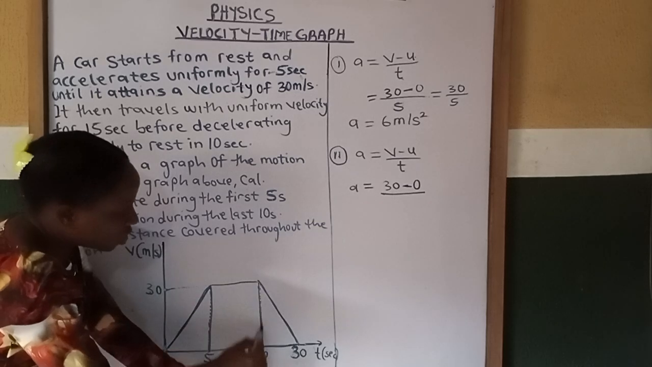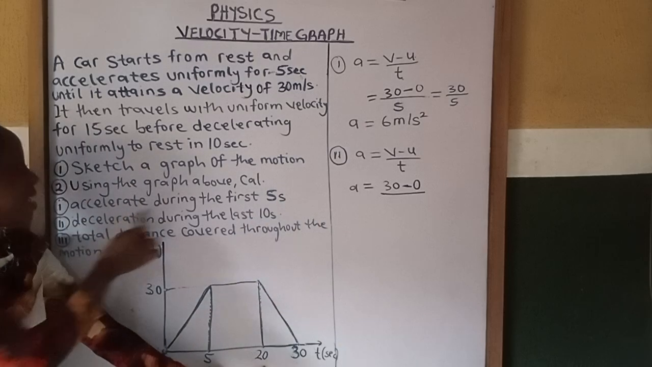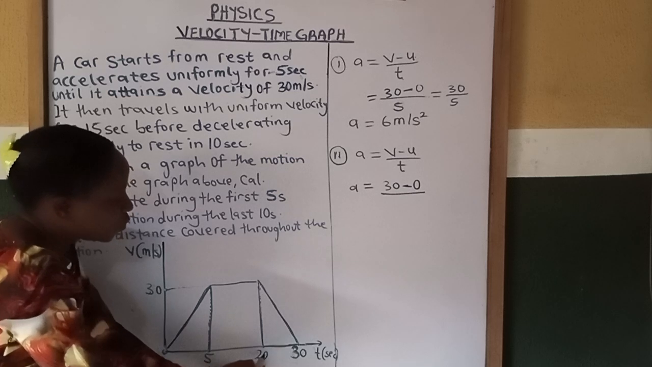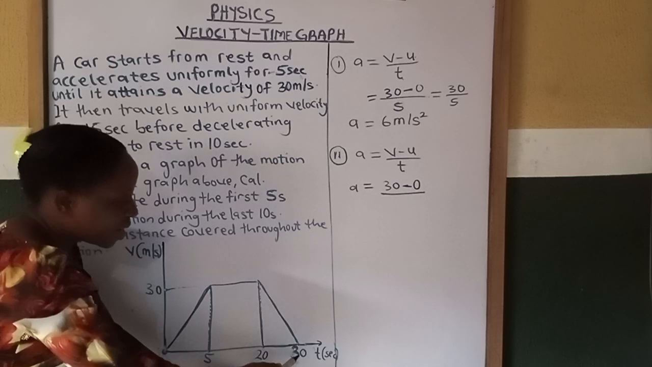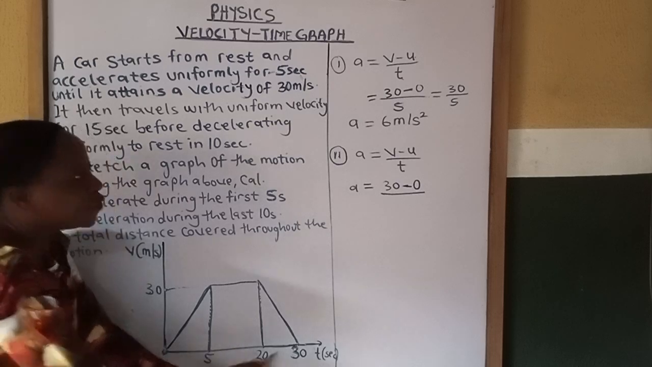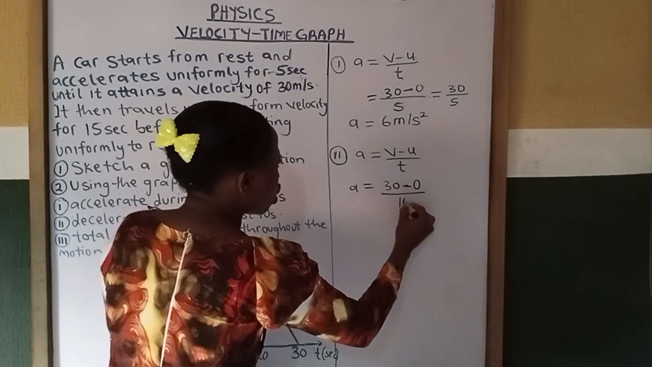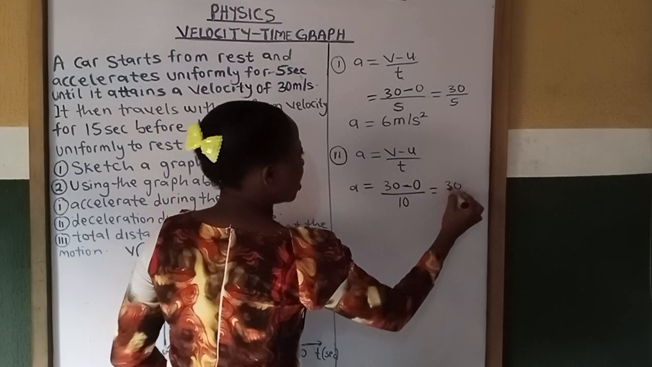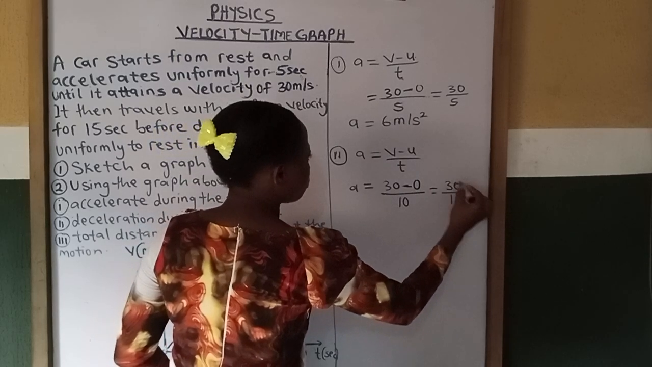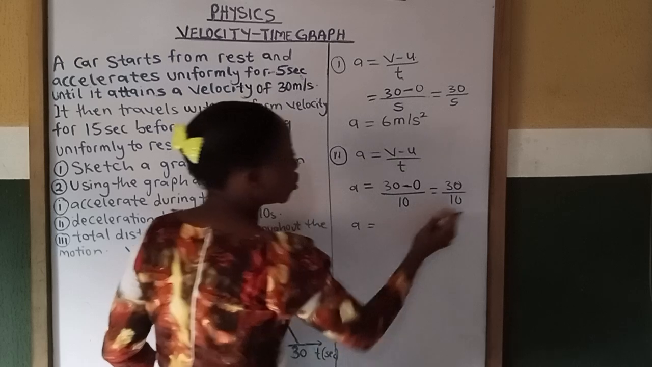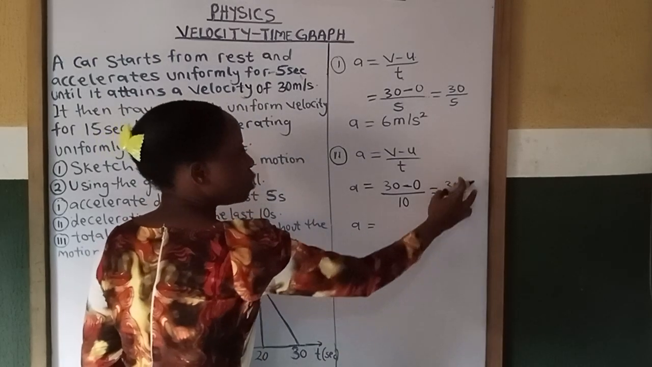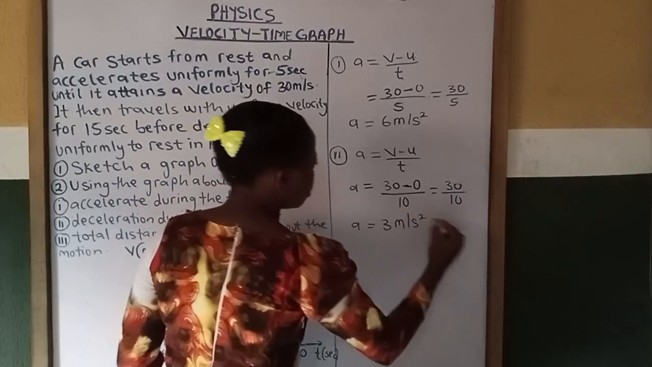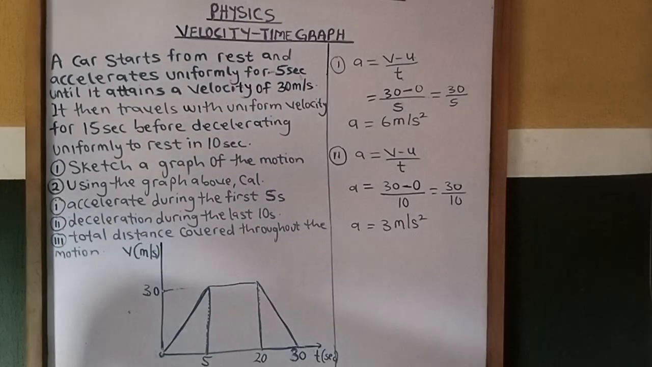Don't forget that we are using this triangle to look for our deceleration in the last 10 seconds. From 20 to 30, the distance is 10, that is 30 minus 20 will give us 10. So our time taken is equal to 10. So 30 minus 0 will give us 30 divided by 10. Therefore our deceleration is equal to 30 divided by 10, which gives us 3 meters per second squared. So that is Roman figure 2.